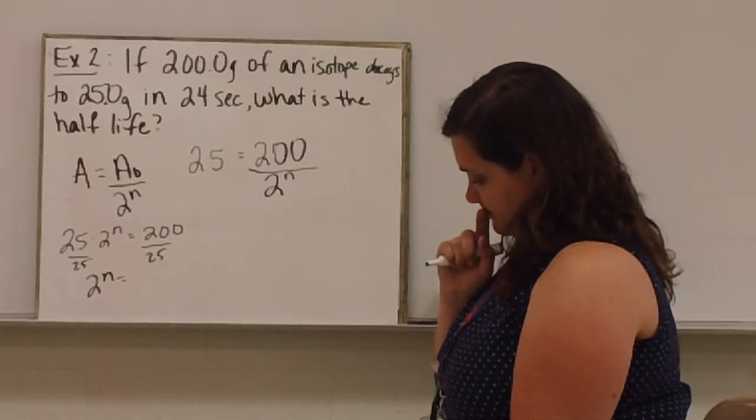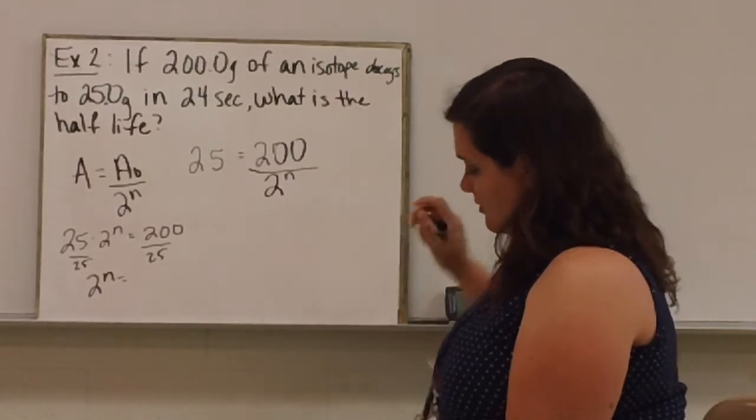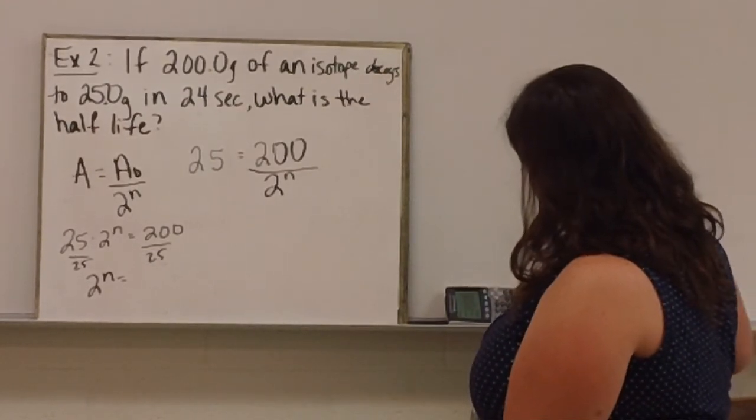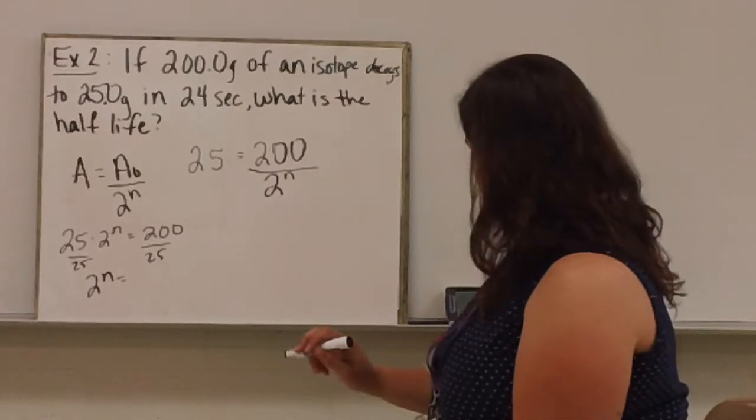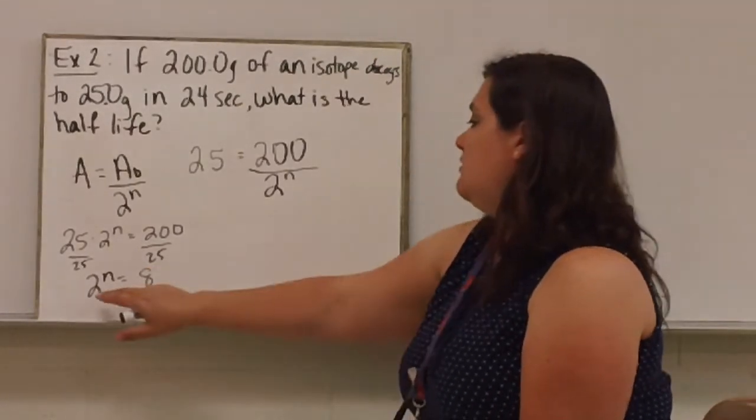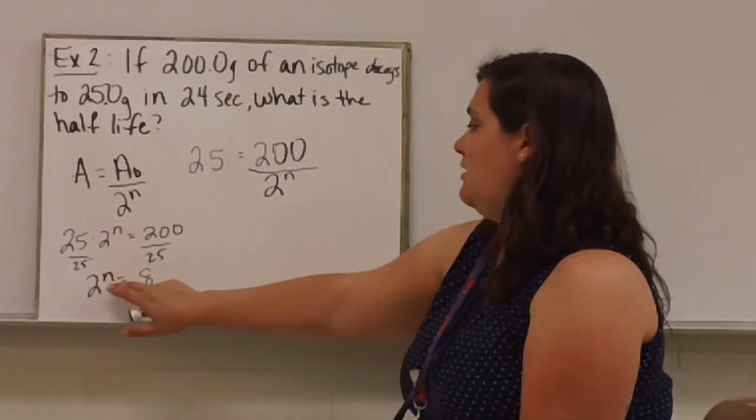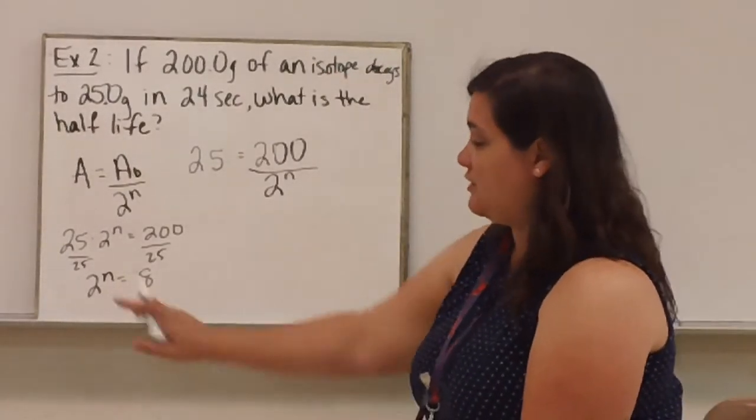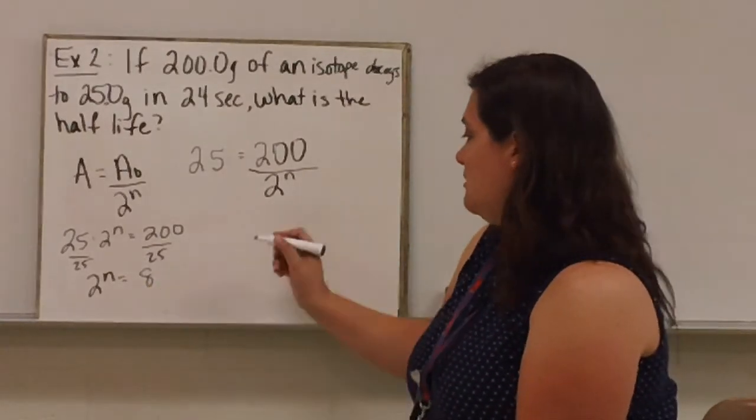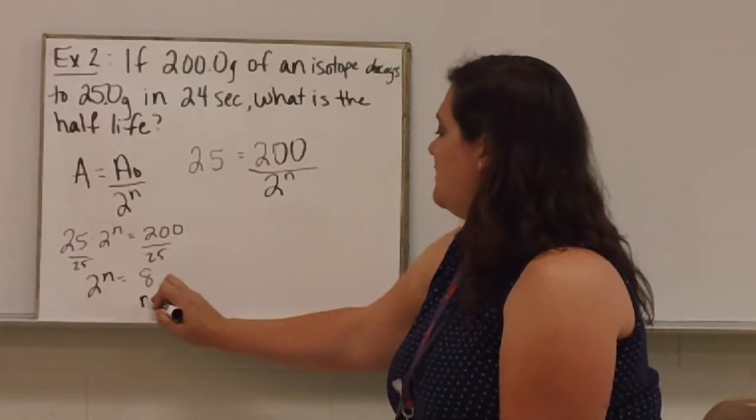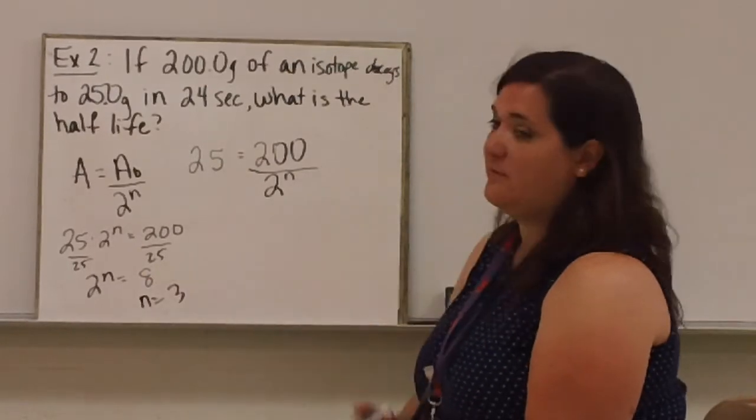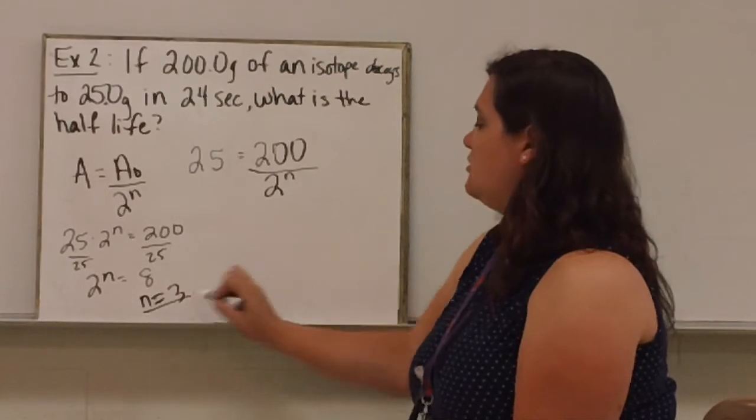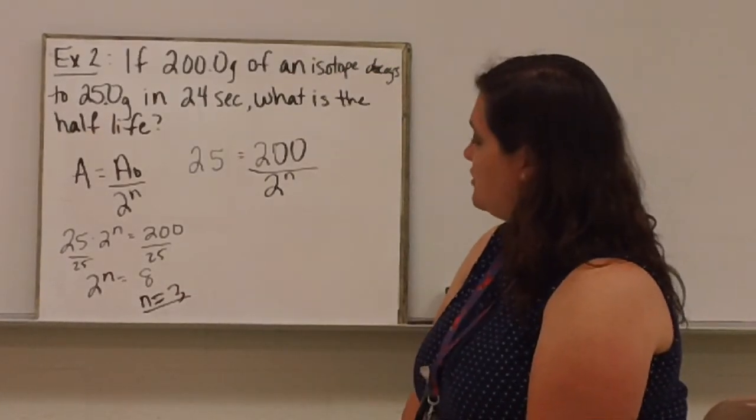excuse me, I didn't write that down, 200 divided by 25 is equal to 8. So 2 to the n is equal to 8. So what is the value of n? In this case, you probably don't have to use a log. You can probably figure out 2 to what power equals 8. Right, that's the third. So n will be equal to 3. You could take the log of both sides and solve it that way too. But when there's an even number, you can just do that in your head. So 2 to the third power is 8.